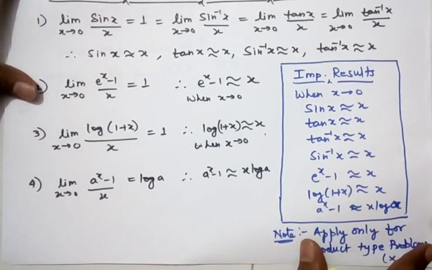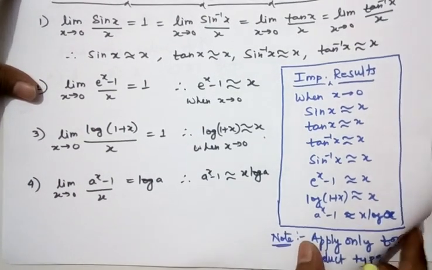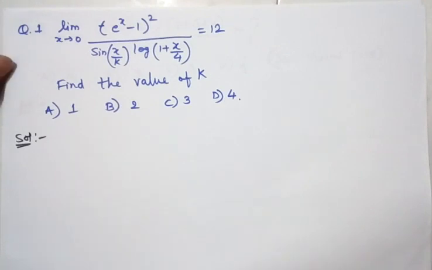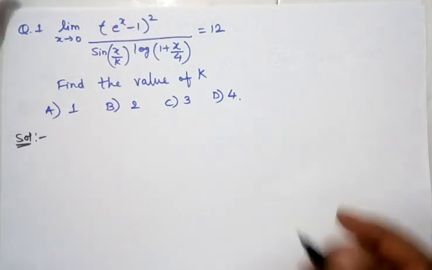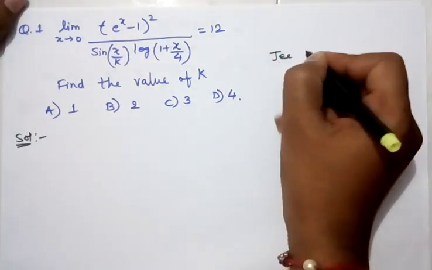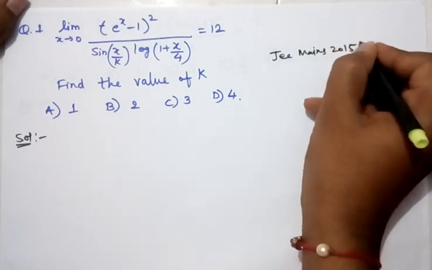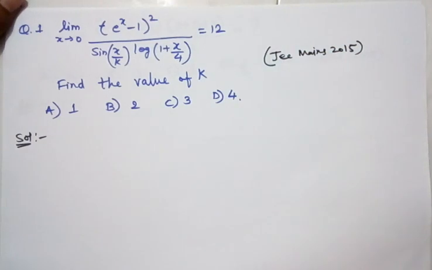Now let us see some of the problems of JEE Mains in advance which can be solved using this approximation. Question number 1. Limit x tends to 0, e power x minus 1 whole square by sine of x by k log 1 plus x by 4 equals 12. This question appeared in JEE Mains 2015. You have to find now the value of k.